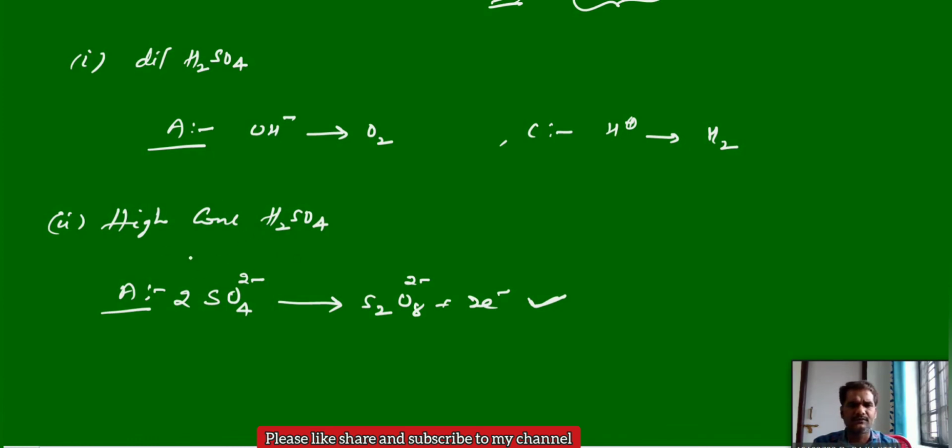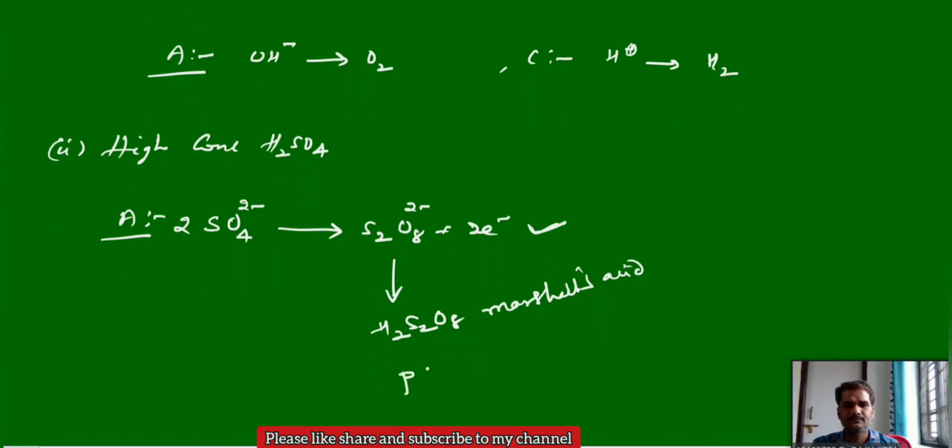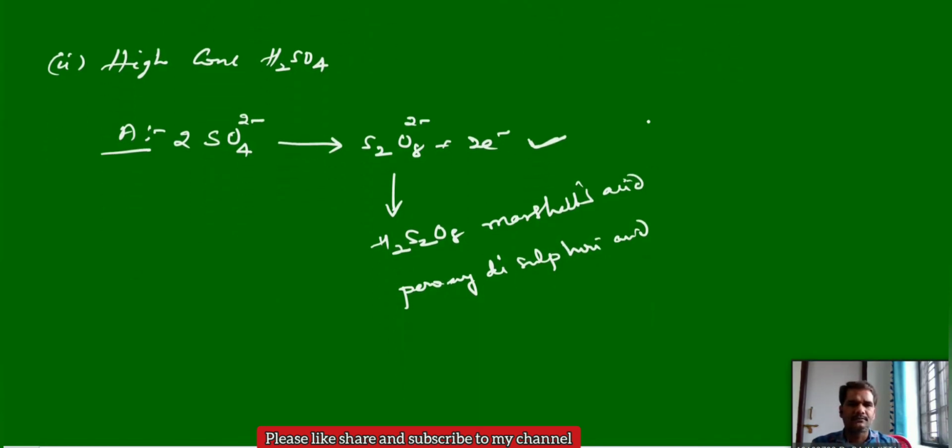And this process we can mostly use for the preparation of Marshall's acid. Generally, this ion can come from H2S2O8, which is Marshall's acid, or peroxydisulfuric acid. So for this preparation we can use this technique. Third case. And here again cathode constant, only hydrogen is there. Hydrogen can liberate at cathode, no issue with that.